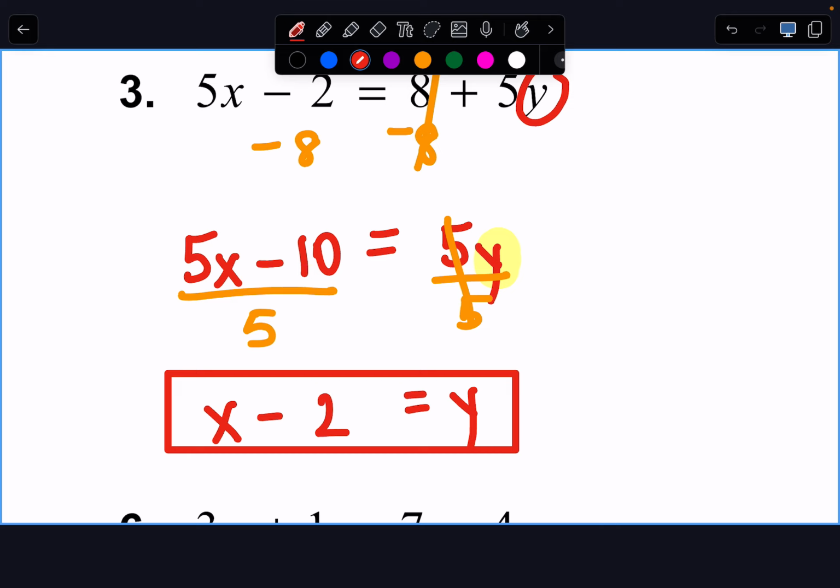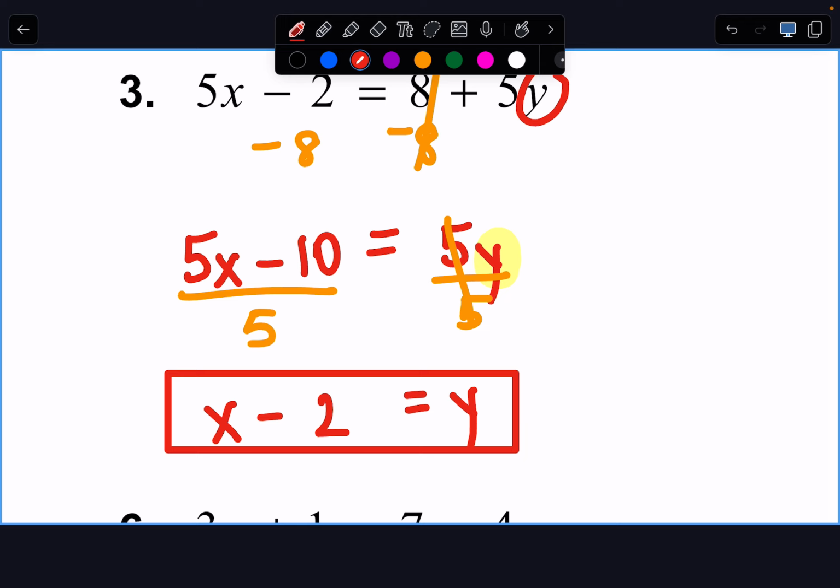Can you explain further why it can go into 5x as well? Oh wait, yeah. So this is dividing into both things. I took 5x divided by 5. 5 divided by 5 is 1, right? And 10 divided by 5 is 2.